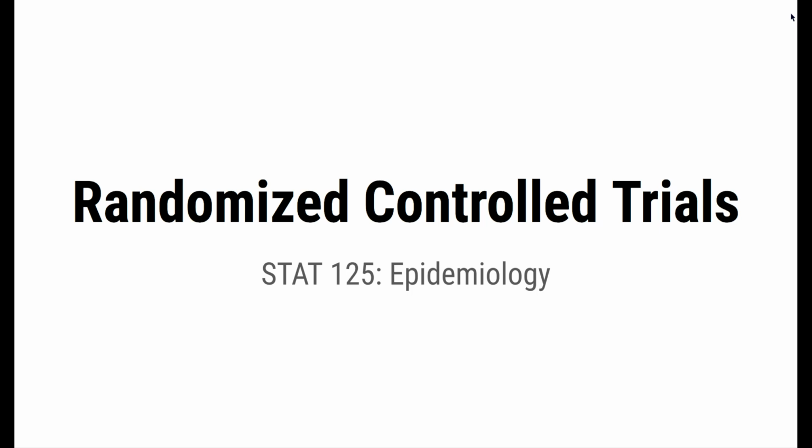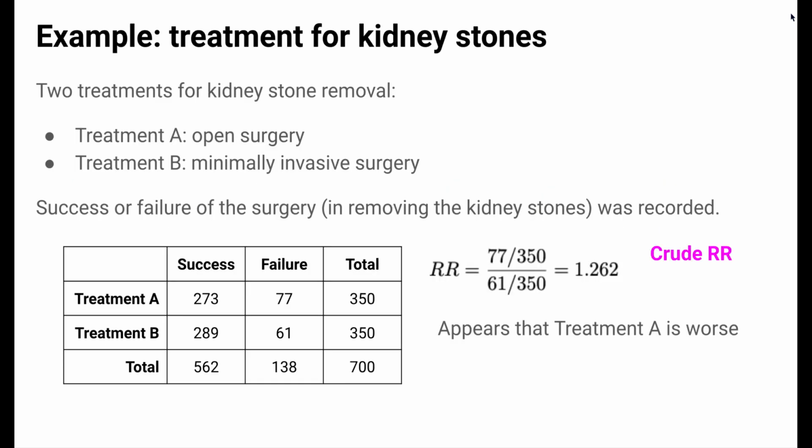In this video, we'll discuss randomized controlled trials, a type of experimental study design that's very valuable in causal reasoning. In order to motivate randomized trials, let's remind ourselves of the medical study that motivated our discussion of causation, confounding, and causal diagrams. In this study, investigators examined the effectiveness of two treatments for kidney stone removal: an invasive open surgical procedure and a minimally invasive procedure.